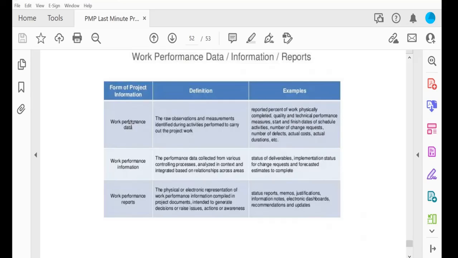So there can be a question like, you are doing a status update meeting, and the senior stakeholder wants to know what the project status is. Which one should you provide to him? Work performance data, information, or report? Which one? Information. No, report.